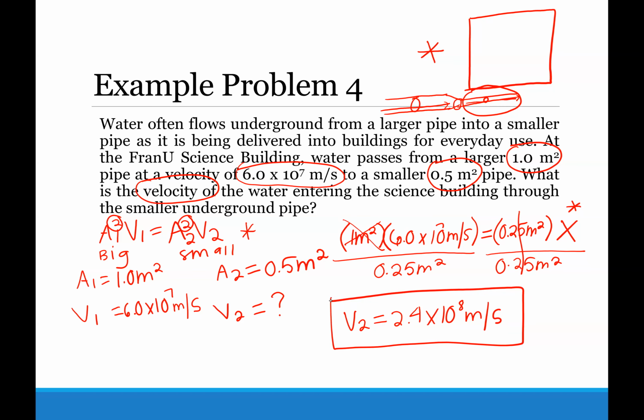These problems are easier when you draw them out in the beginning so that you can see what's happening. But it's pretty easy to identify even by itself if you don't draw it out, if you look at the problem carefully. It's usually pretty clear where the big pipe is and where the small pipe is and which area and which velocity corresponds to which pipe.